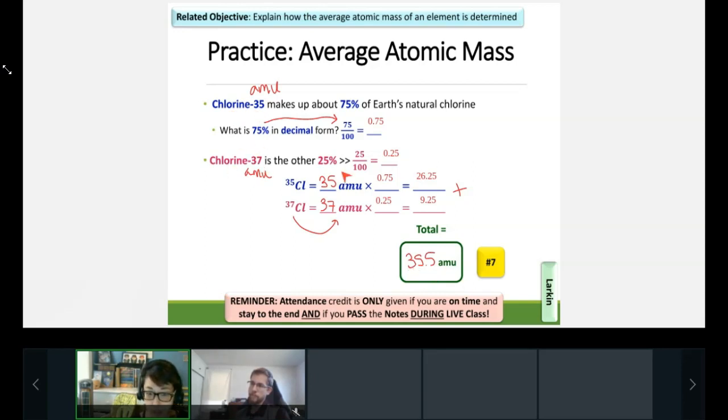This 35.5, is that average closer to 35 or to 37?